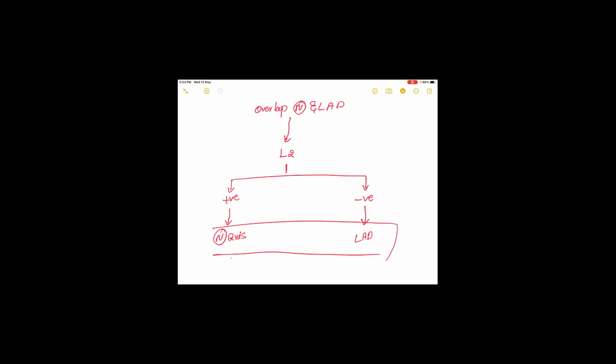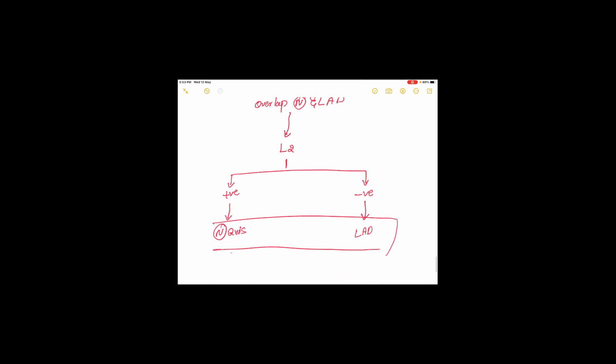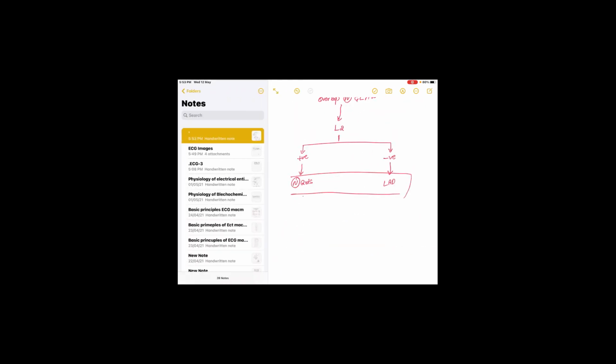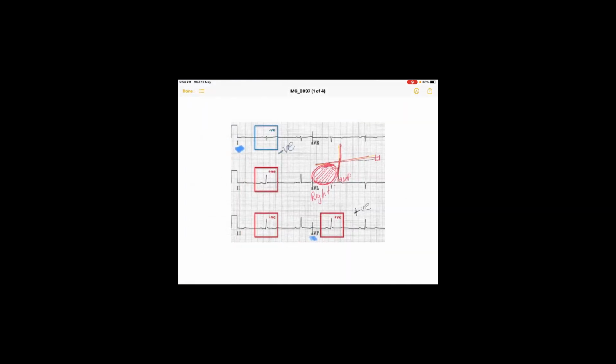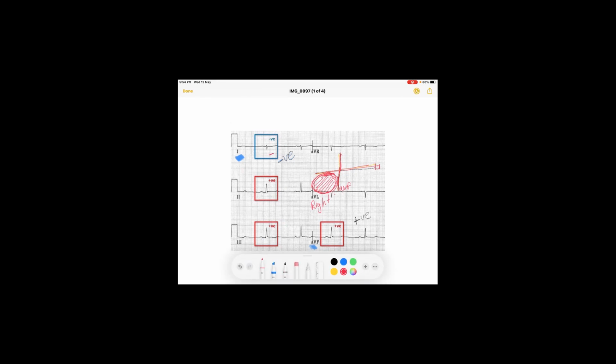So this is how we interpret the cardiac vectors in different pathologies and electrical activity. Now let's see some ECGs and interpret. The first one I already told, this was a right axis deviation, because lead 1 was on the negative side and AVF was positive.